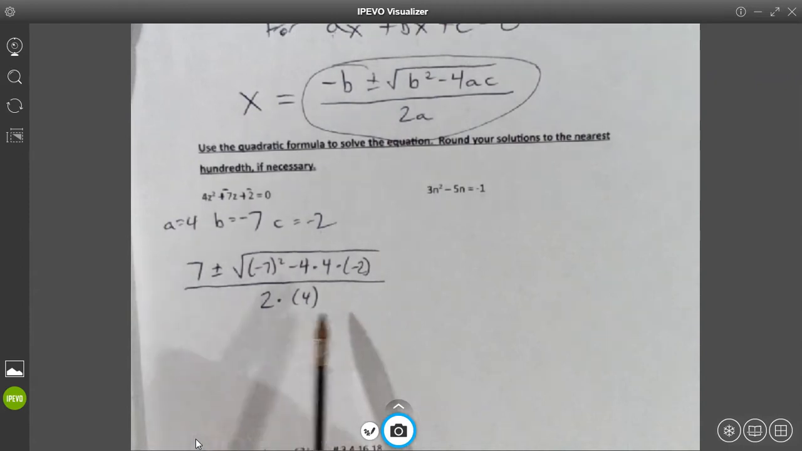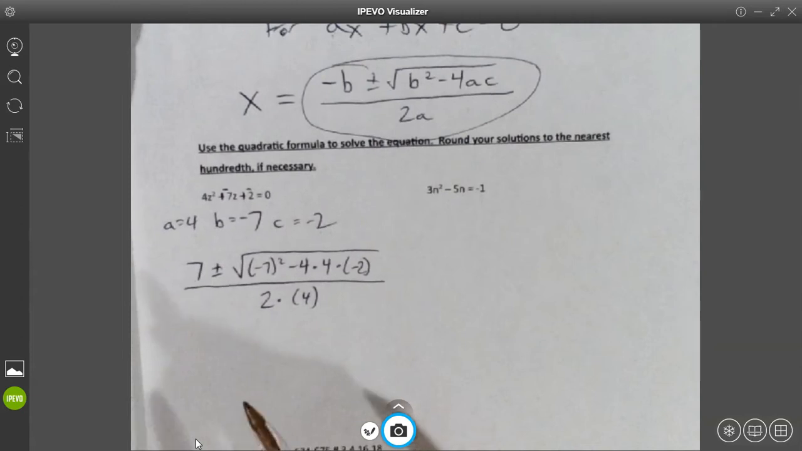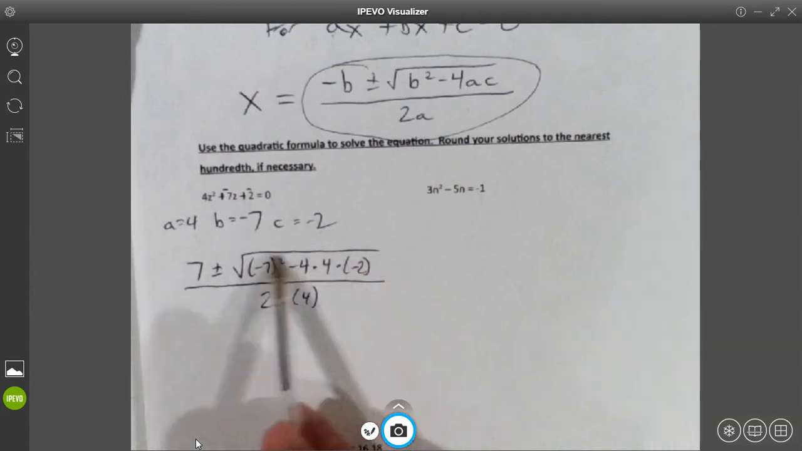And now this is an order of operations problem. The first thing I do is grouping symbols, and this square root is a grouping symbol.